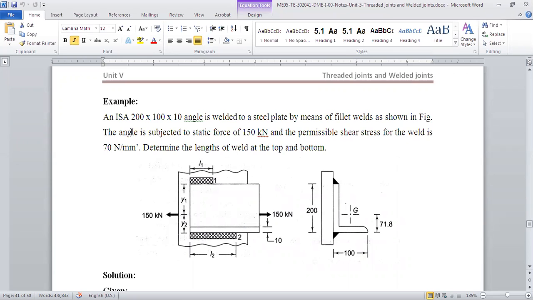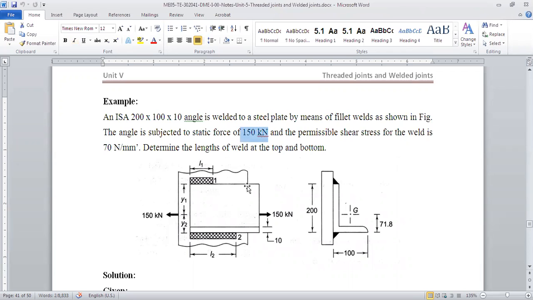So now we know that there is a fillet joint and it is a parallel fillet because the fillet joint is parallel to the force. The angle is subjected to static force. The load applied to this assembly is 150 kilonewton, and the permissible shear stress is given as 70 Newton per mm square. Okay, we have to determine the lengths of the weld at the top and bottom. So simply we have to find out what length we should give here and what length we should give here, L1 and L2.